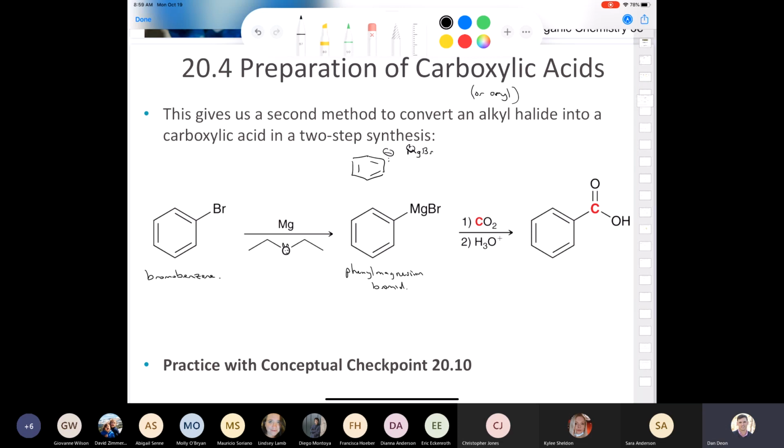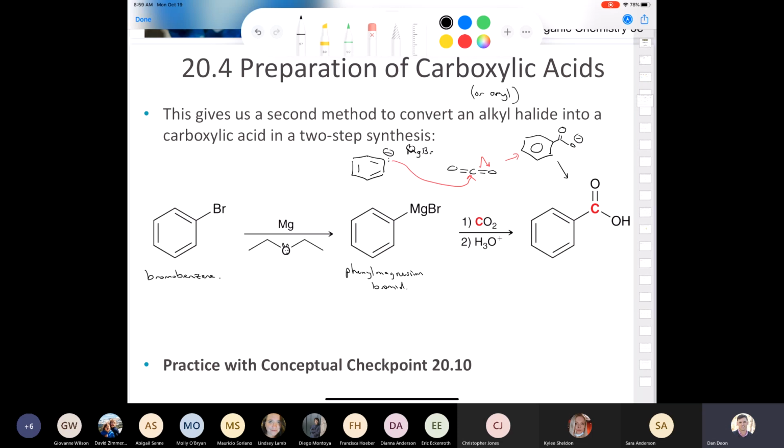Okay, then what's it going to do? It's going to react with the carbon in carbon dioxide, and I'm leaving out my lone pairs here, so you have to bear with me. But then you make the carboxylate, okay? So that would give you the carboxylate, which looks like this, right? And then in the last step, you treat it with H3O plus and you protonate it, all right? Pretty cool.